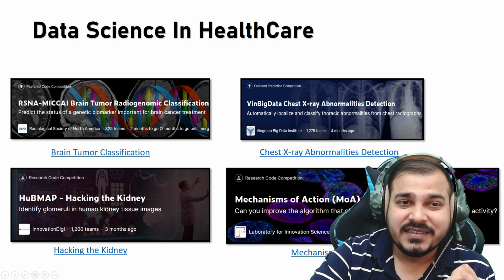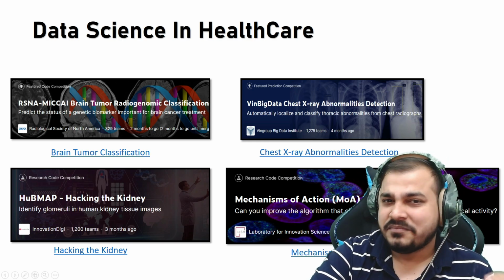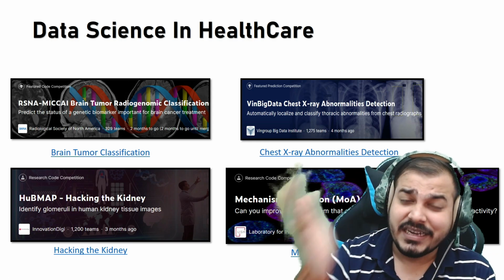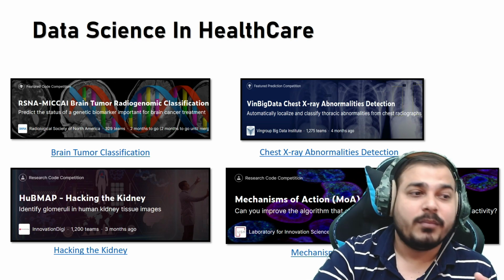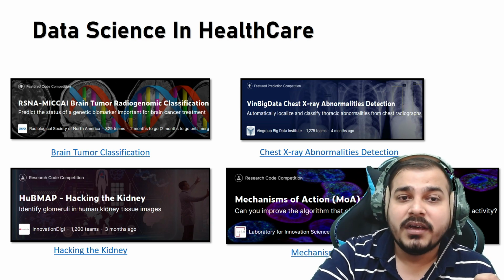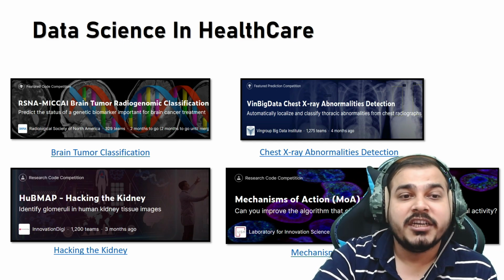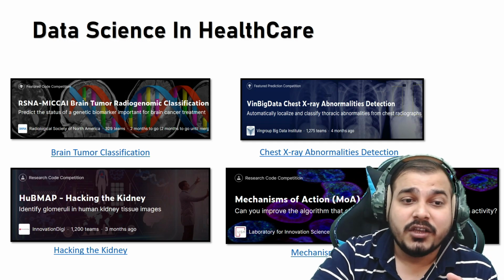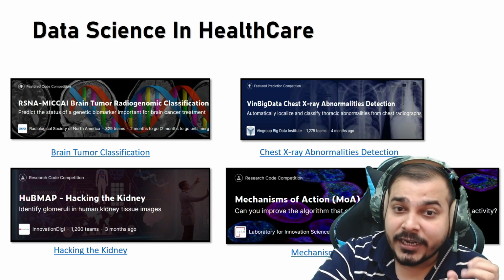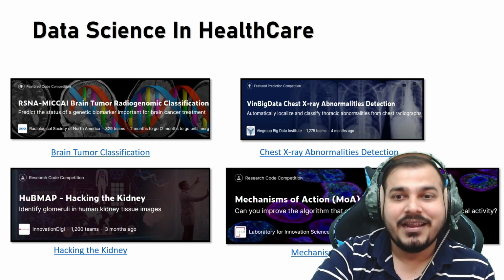So let's see one of the examples over here. All the data set is given. You can use both machine learning and deep learning. Both kinds of examples I have uploaded over here. One is brain tumor radiogenomic classification. Then you have big data chest X-ray abnormality detection, hacking the kidney. You have to identify glomeruli in human kidney tissue images. So clearly an object detection.